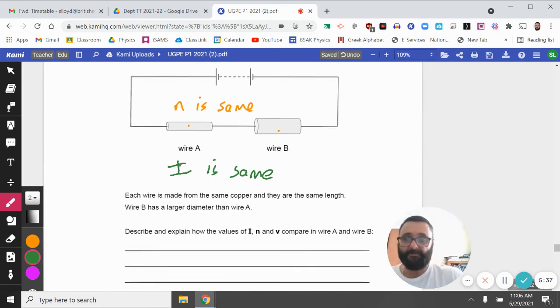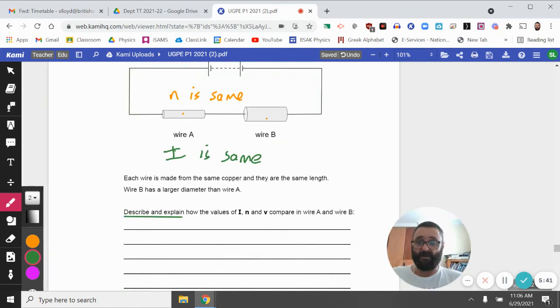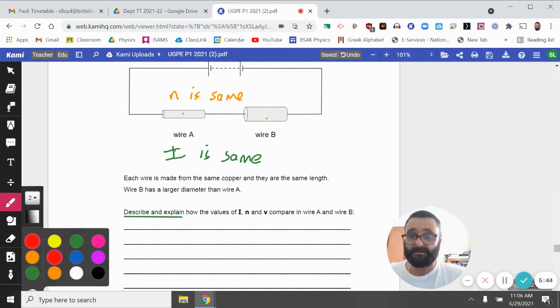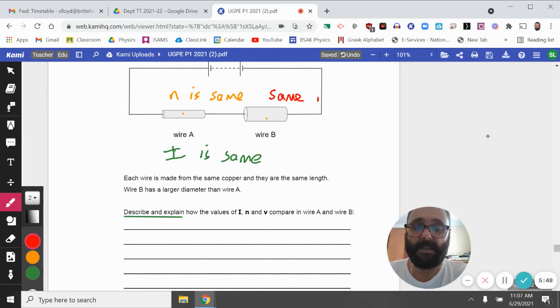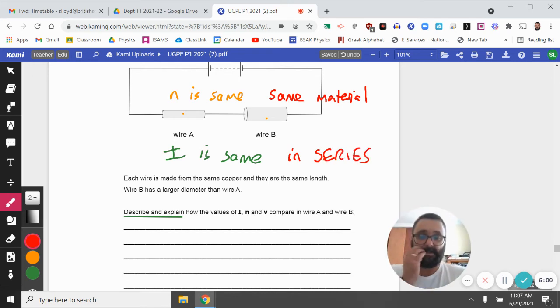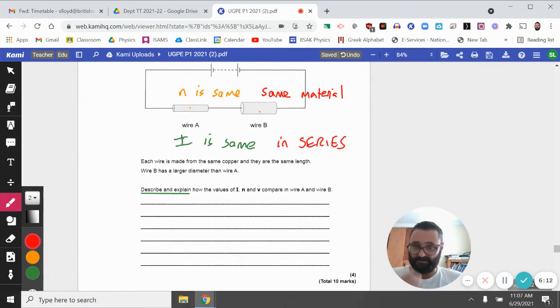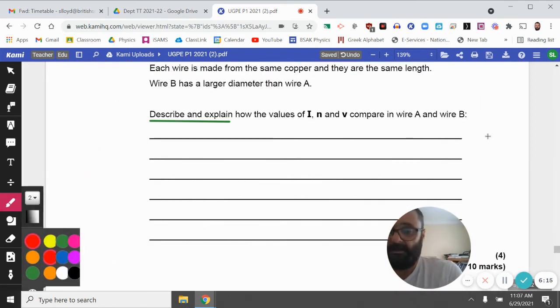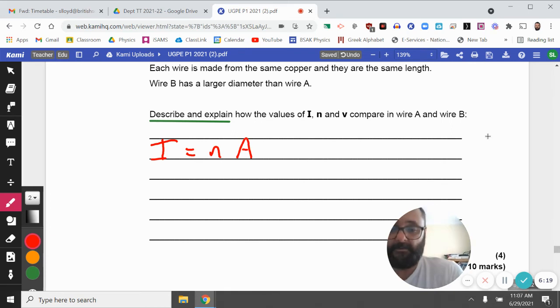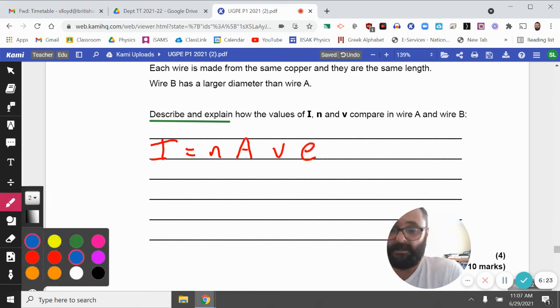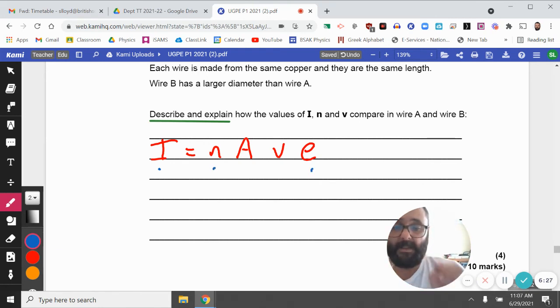But it's asking us to describe and explain. So n is the same because same material or same copper. I is the same because they are both in series. That's what gets you the marks here. Now, what's going to happen to v? Well, v will be different. Now, we figure out how different from the equation. I equals nAve. I's the same. n's the same. e's the same. They have to be constant for both conductors, A and B.